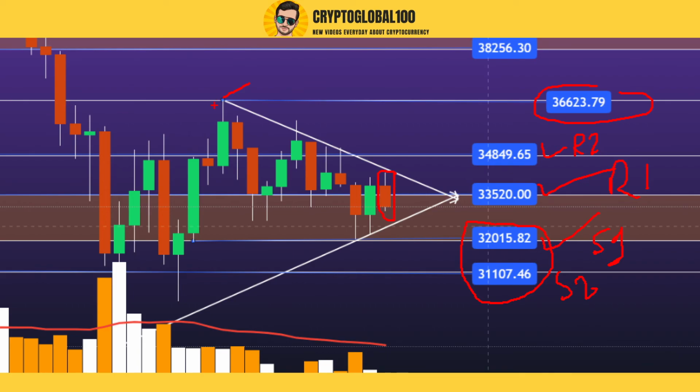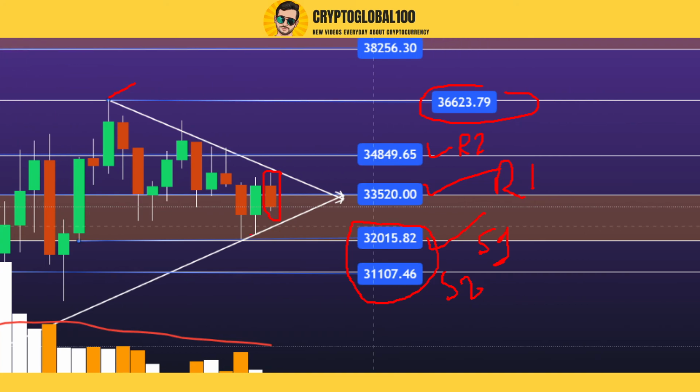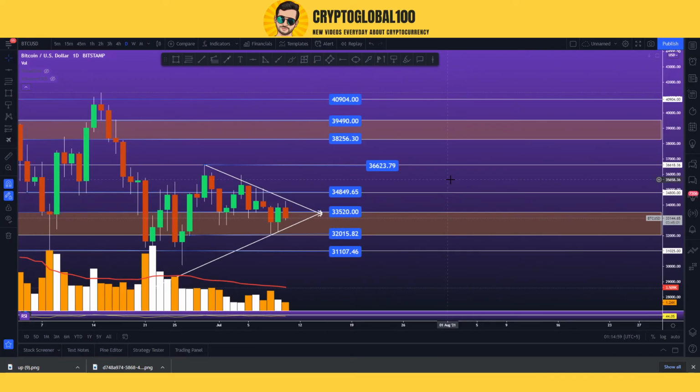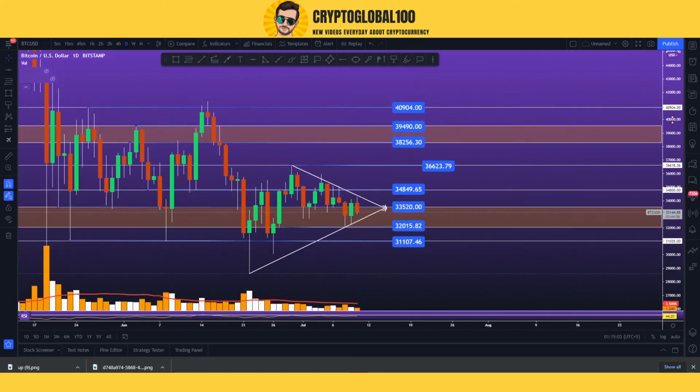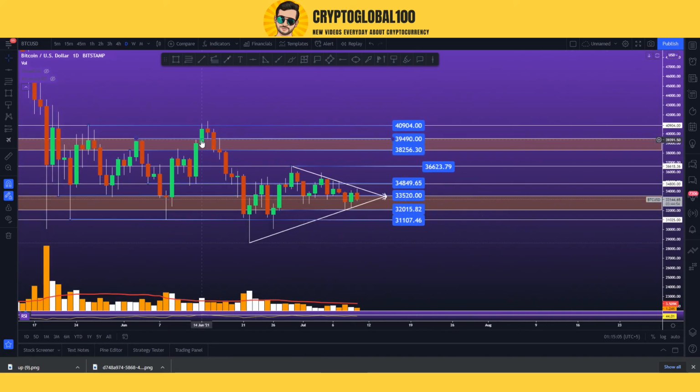Once this level was broken, it has been tested once. So with a good volume, if this area gets broken, then we would be testing 39,000 and 38,000. So this would be our resistance 3. So guys, I think that is how you predict the price of any coin, by taking the bodies of the candles, the wicks of the candles, of the swing high and swing low candles.